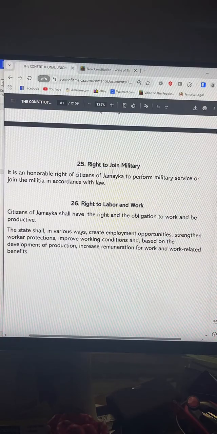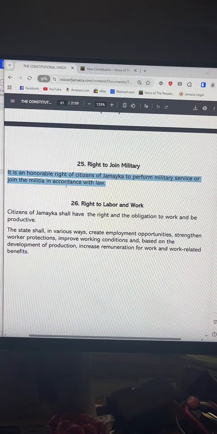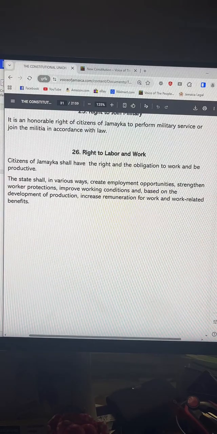Right to join military. It is an honorable right of citizens of Jamaica to perform military service or join the militia in accordance with law. Again, this is optional, right? If you so choose and you want to be an honorable member of the military service, you have that option, right?